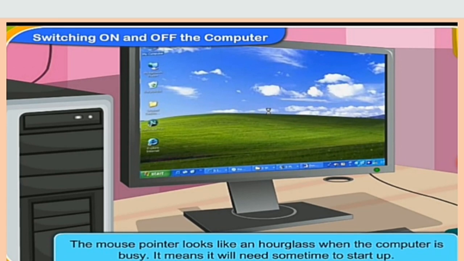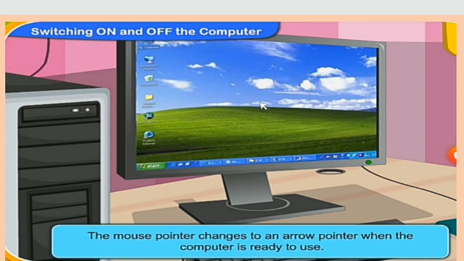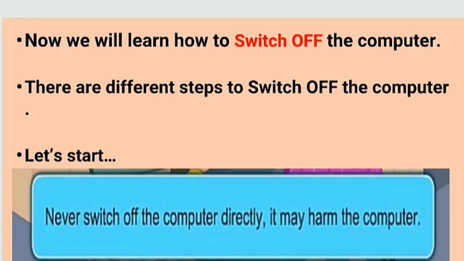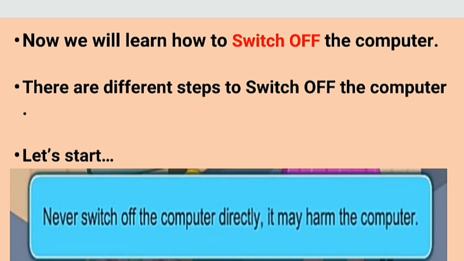After that, when our computer is ready to start, our mouse pointer changes. When the mouse pointer changes to this arrow shape, this means that our computer is ready to use. Now we can start working on the computer. I hope everybody understands the 5 steps.